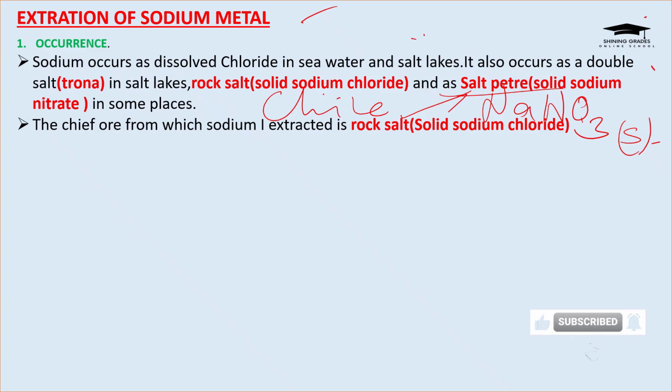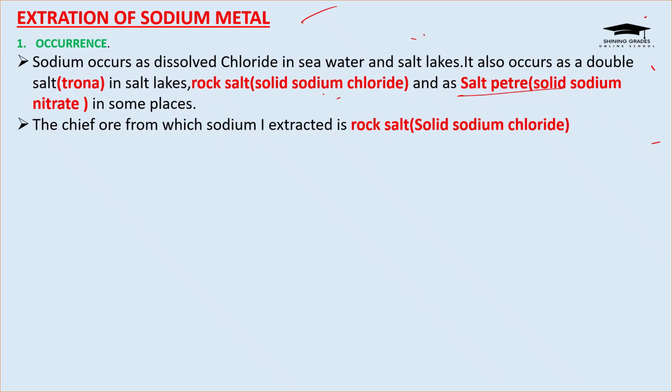And lastly, the other ore to sodium metal is what we call the rock salt, which is the chief ore to sodium metal. And this particular salt is solid sodium chloride.